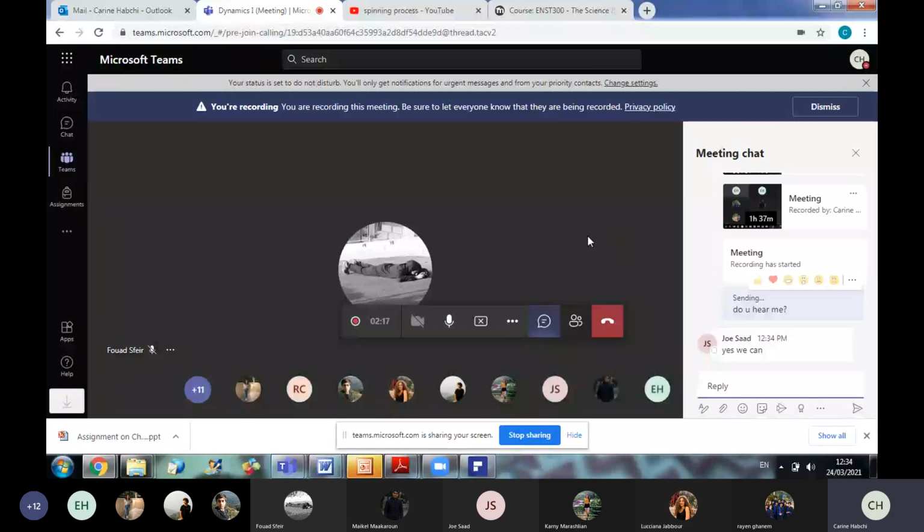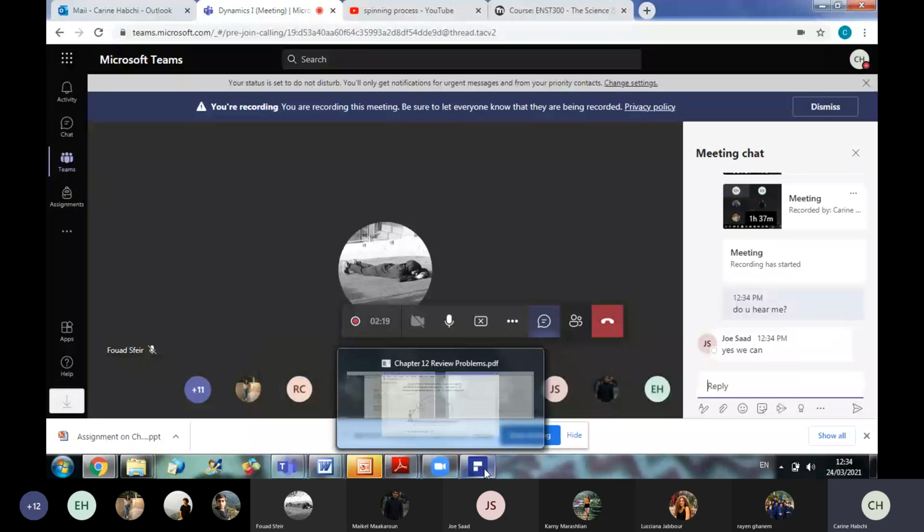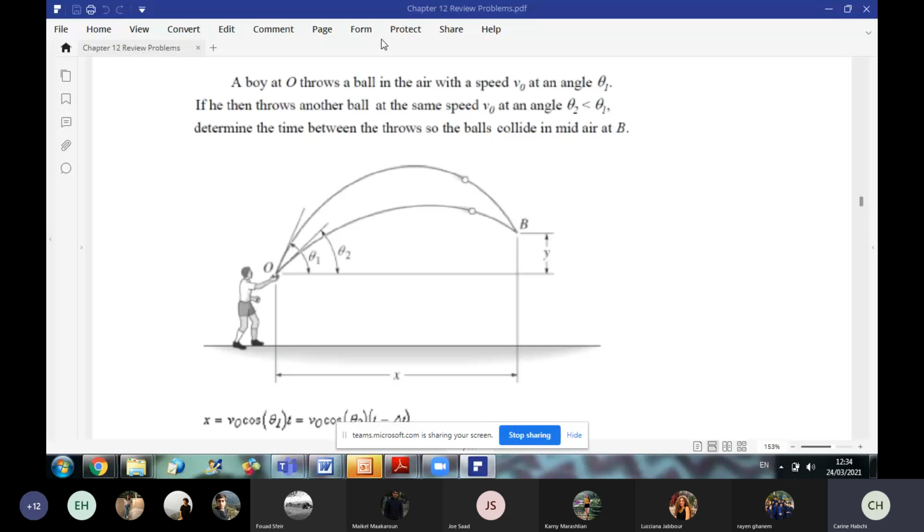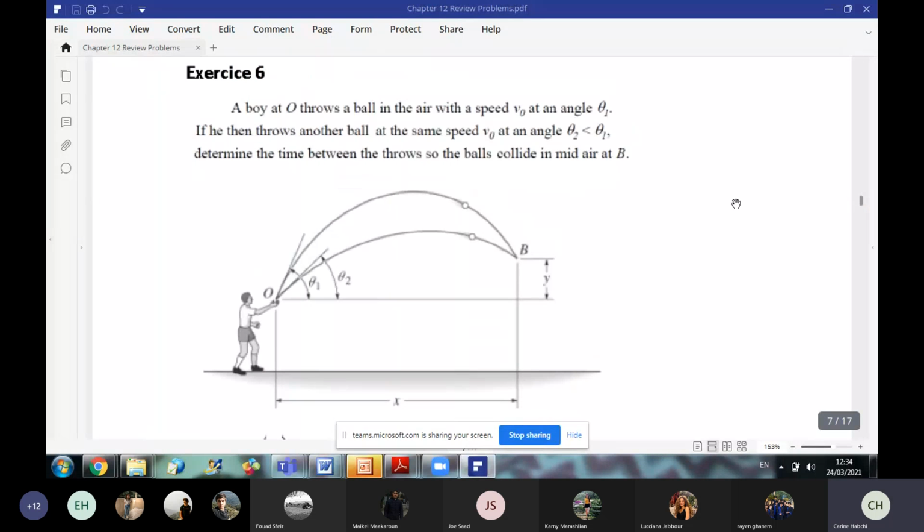Okay, so let us start. We were doing problem 6. A boy at O throws a ball in the air with a speed v0 at an angle theta 1. If he then throws another ball at the same speed v0 at an angle theta 2 smaller than theta 1, determine the time between the throws so the balls will collide in mid-air at B.